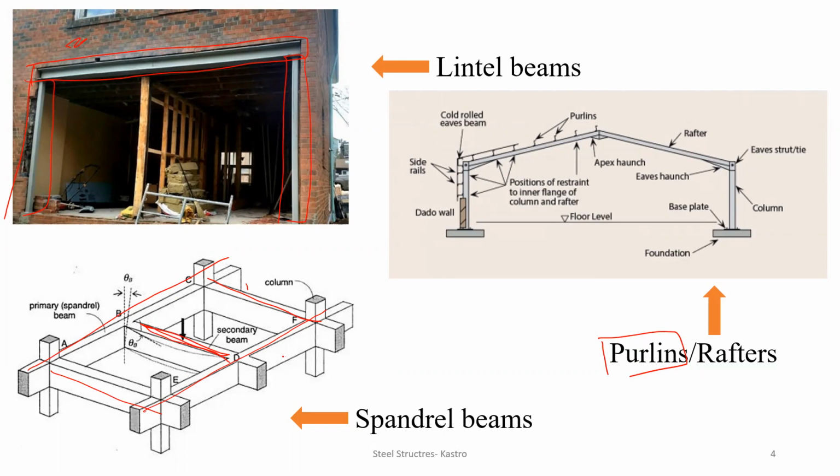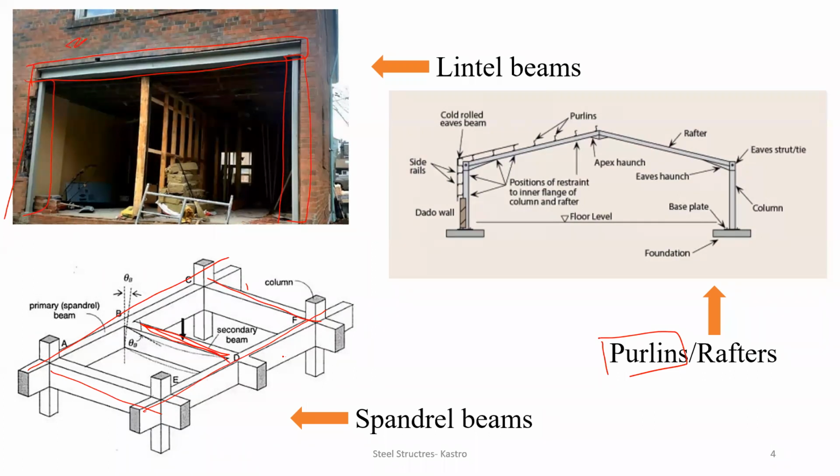Whatever beams are provided at the outer face of any structure, remember, the beams provided on the outer face of the structure are called primary beams, and these primary beams are called spandrel beams. Remember, for any structure you have two types of beams. One is the primary beam and the second one is the secondary beam. Primary beams are the beams which are provided along the outer surface or outer edge of the structure, right? So these primary beams are called spandrel beams, and the secondary beams are the beams which are provided in between the primary beams.